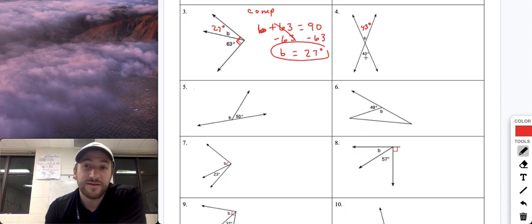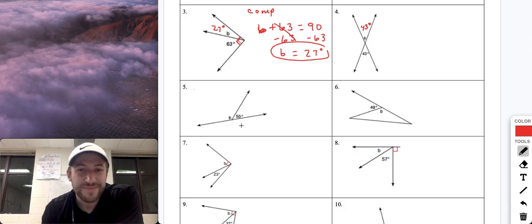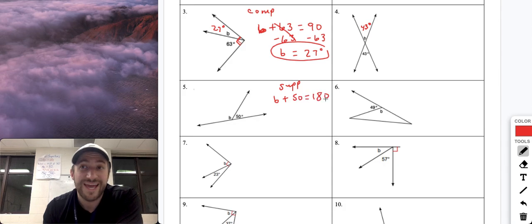So simple, all right? This one over here, we have a straight line. So these are going to represent supplementary angles, and supplementary angles add up to give us 180. So the letter b, that's our variable, plus 50 should add up and give us 180. Now, let's go and solve for b.